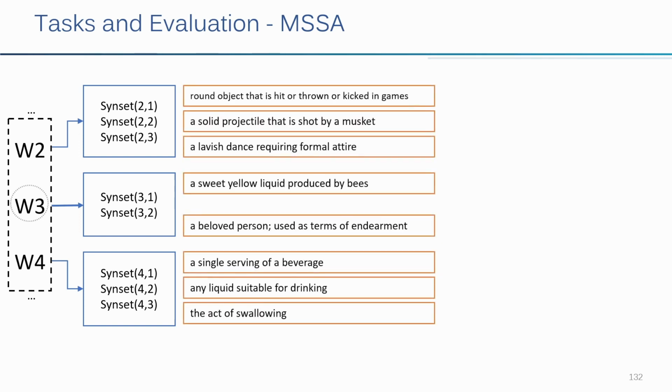And then, without knowing exactly what the labels of this word right here are, we take a look at the context of that word or the gloss definition. And in this case right here, we would say, okay, round object that is hit or thrown, kicked in games; a solid projectile that is shot by a musket; a lavish dance requiring a formal attire. So you can pretty much identify that here we're talking about ball, the second one, honey, and the third one, I think I remember, is somehow coffee or so.